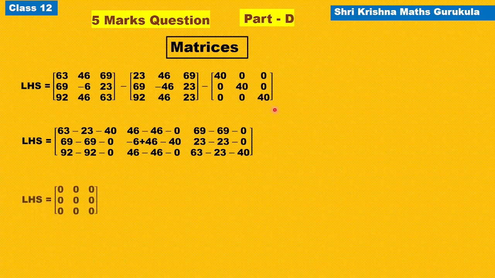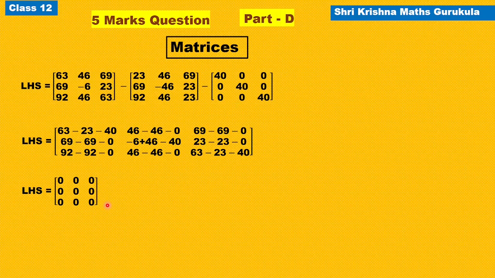So when we simplify, we get this to be 0. Again 46 minus 46 is 0. 69 minus 69 is 0. 69 minus 69 is 0. 46 minus 46 is 0 again. 23 minus 23 is 0. 92 minus 92 is 0. 46 minus 46 is 0. 63 minus 63 is 0. So we have got a null matrix of order 3 cross 3.